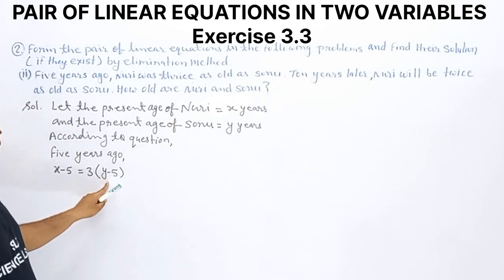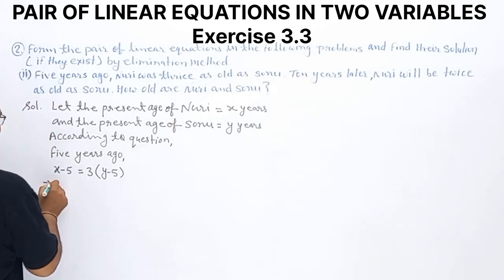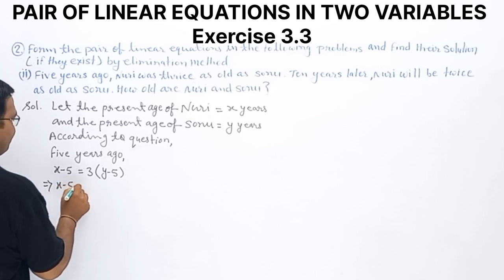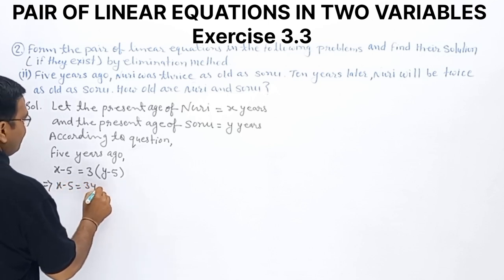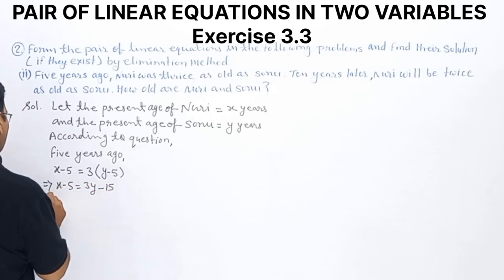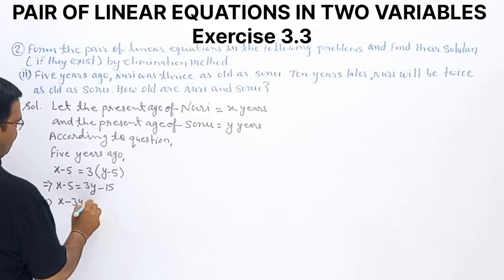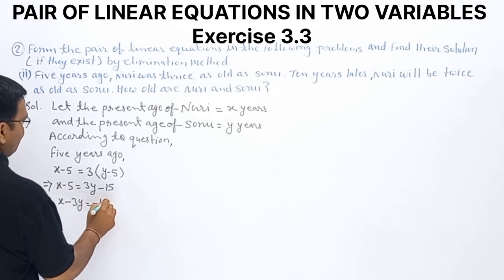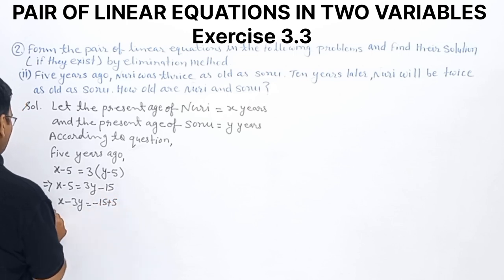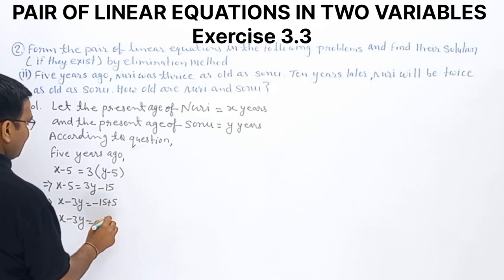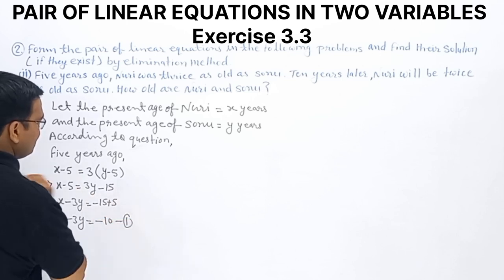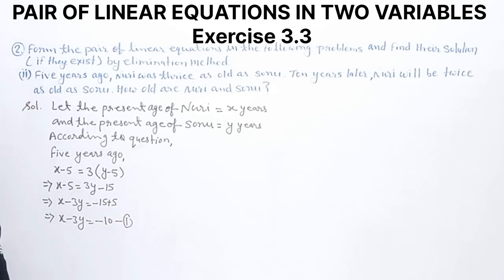so, 3 times y minus 5. Solve this one. x minus 5 equals 3y minus 15. In the general form, x minus 3y will be minus 15 plus 5. Solving, x minus 3y equals minus 10, and I am taking this as equation number 1. The first linear equation in two variables we obtained.